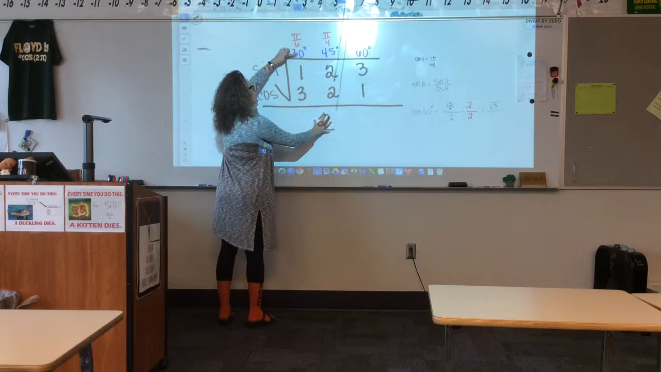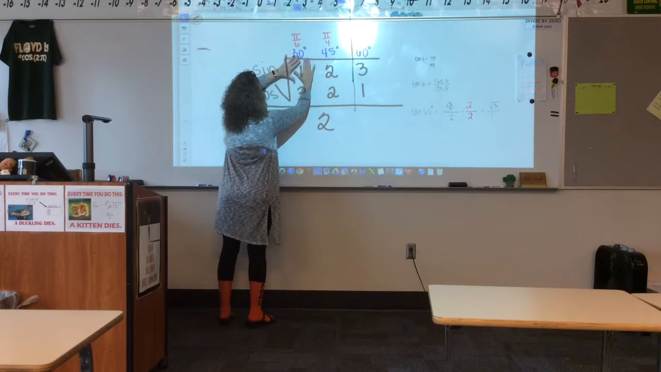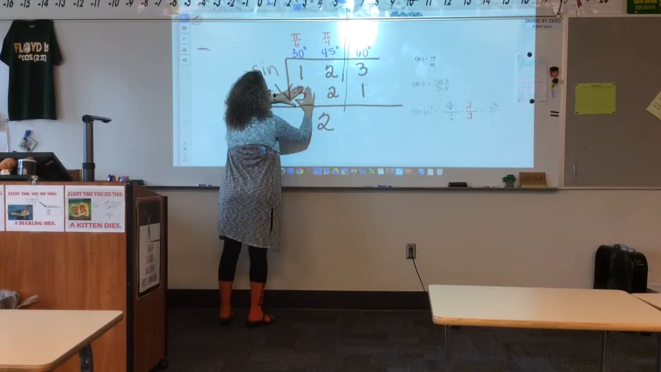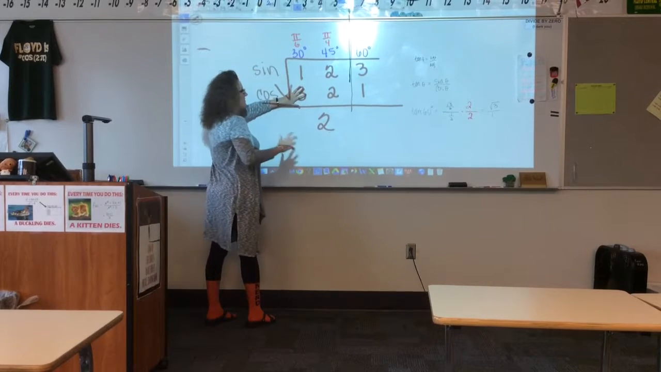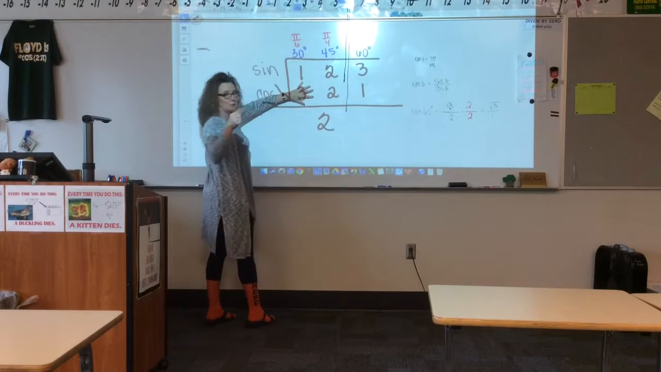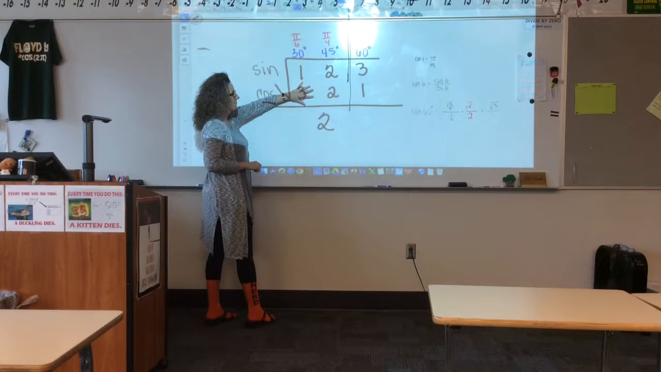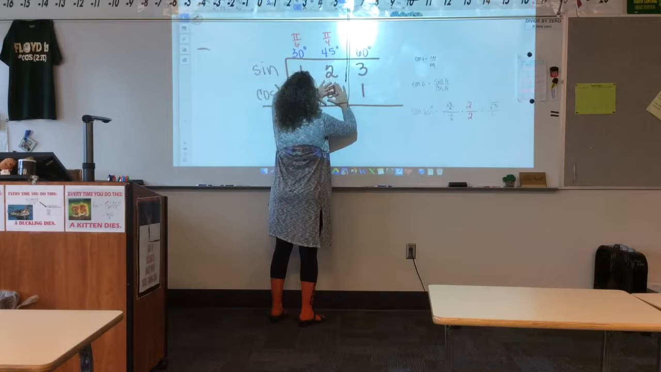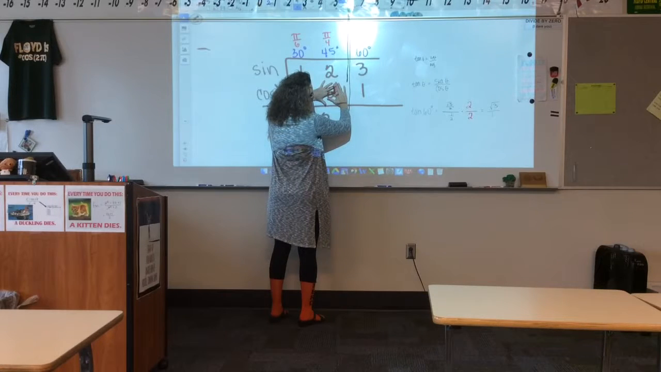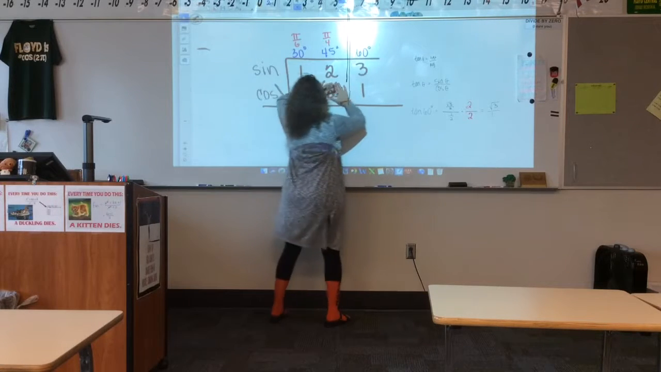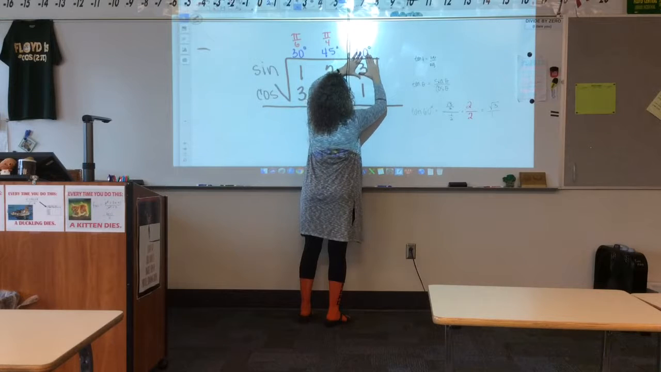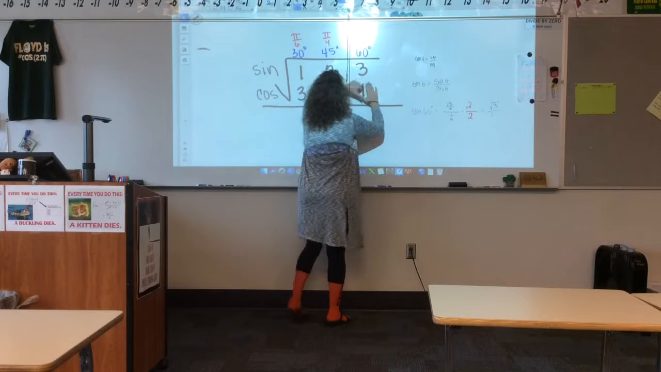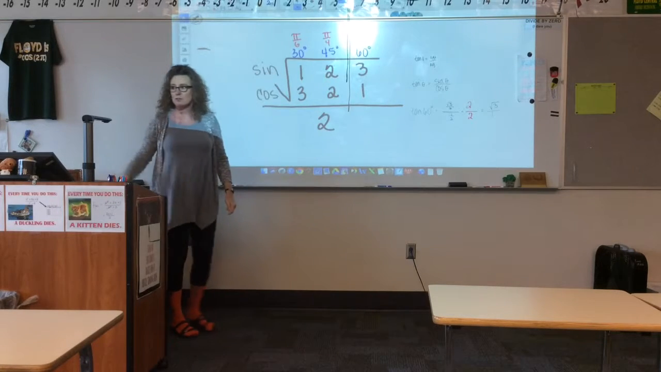Tangent 30 is radical 1 over radical 3, which is the same as 1 over radical 3, and you would have to fix that. Tangent 45, radical 2 over radical 2. What's that simplify to? 1. Tangent 60, radical 3 over radical 1, or just radical 3.